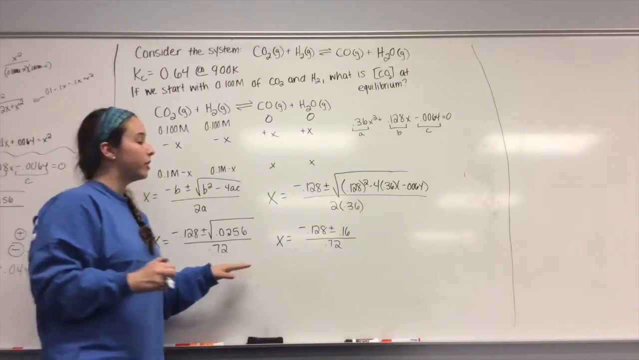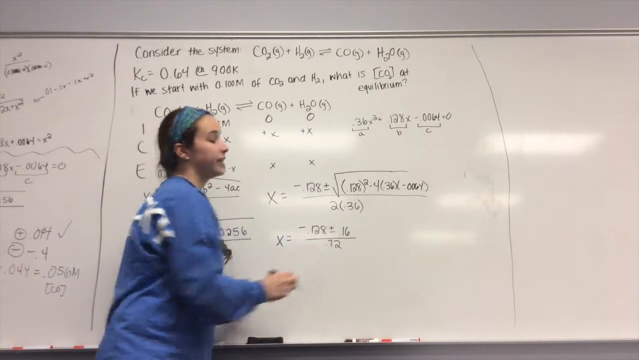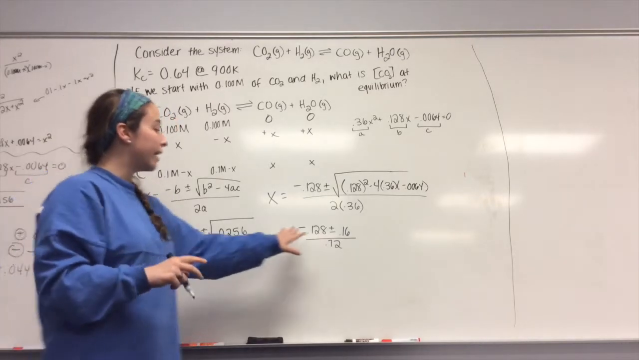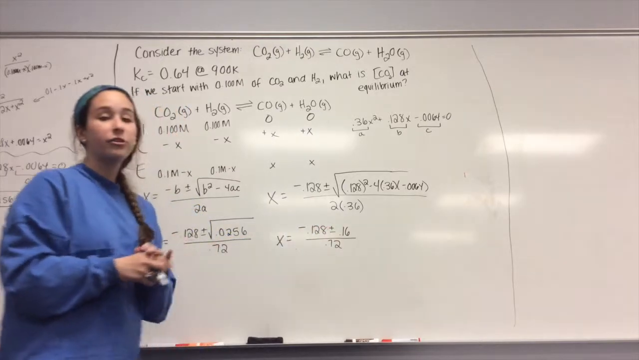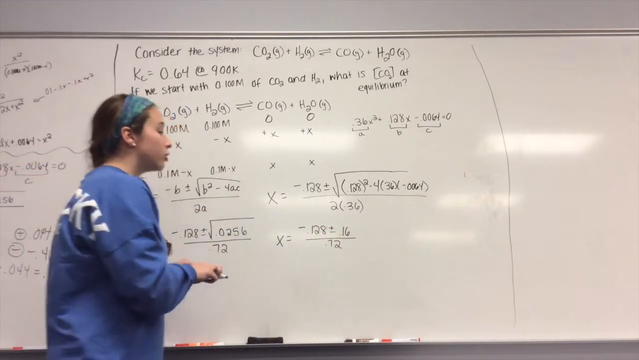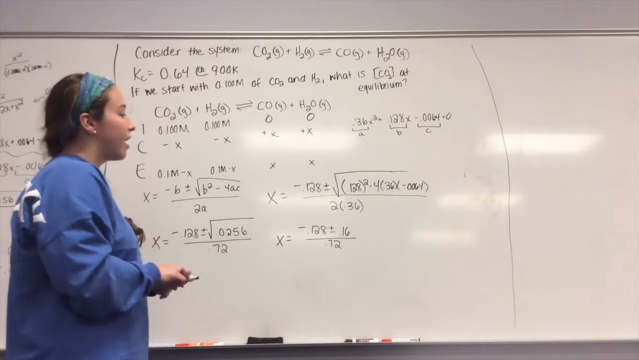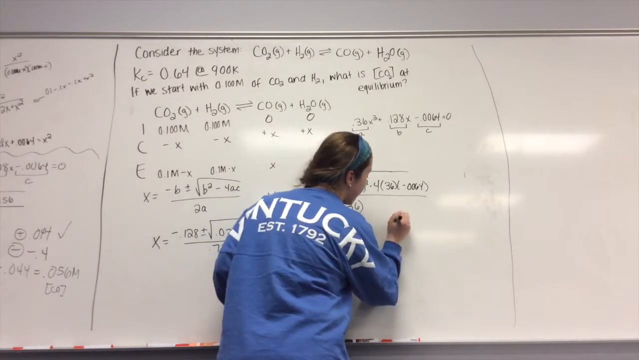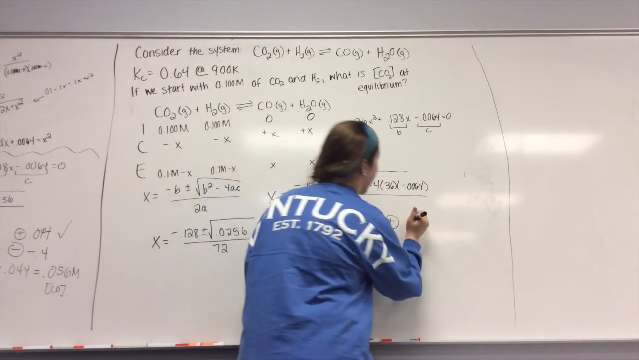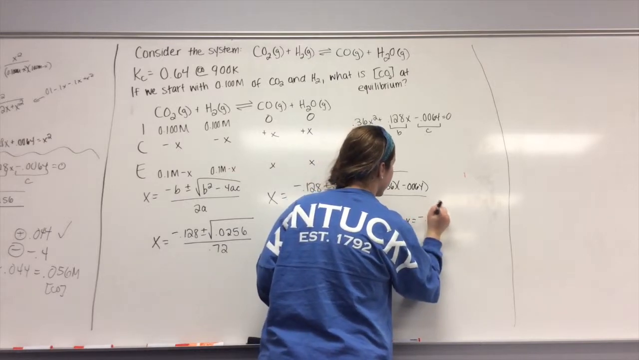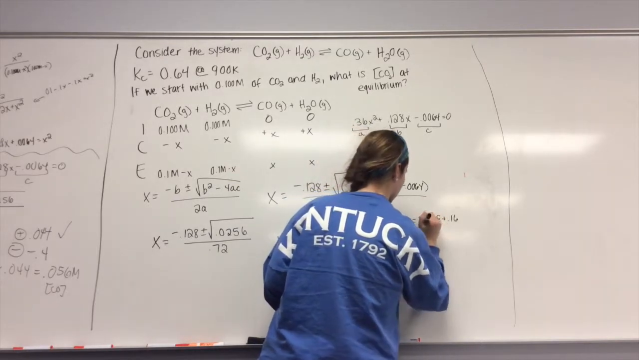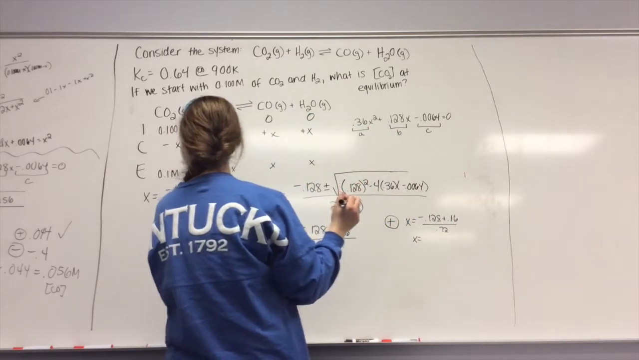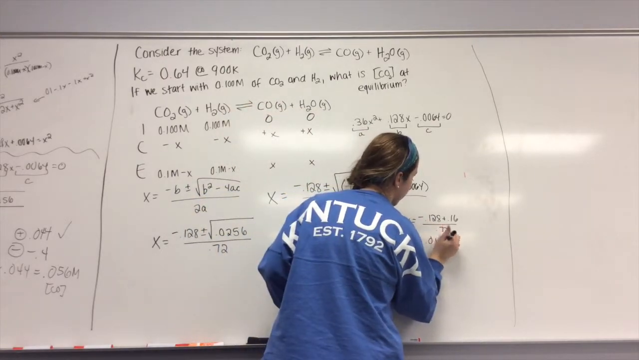When you use the quadratic formula, you get two answers because of this plus or minus here. So that means that you have to solve this equation twice, one time adding the two values in your numerator and one time subtracting them. So we're going to do it both ways and find two values, and then from there we'll decide which value we're going to accept. So when we add the two values, it'll look like x equals negative 0.128 plus 0.16 over 0.72. And that will give us an x value of 0.044.